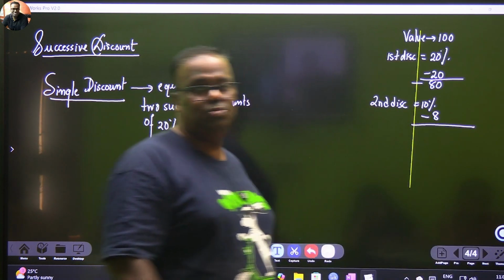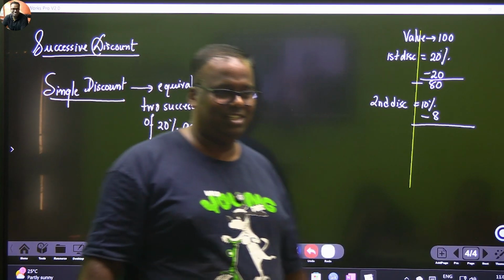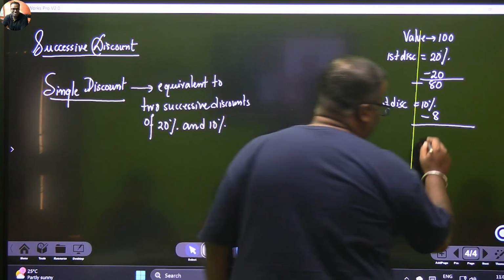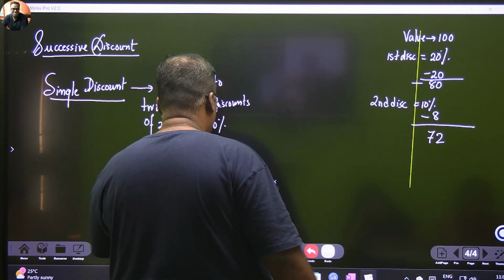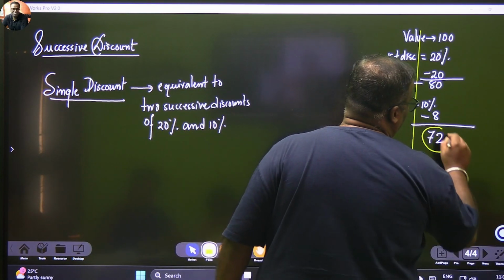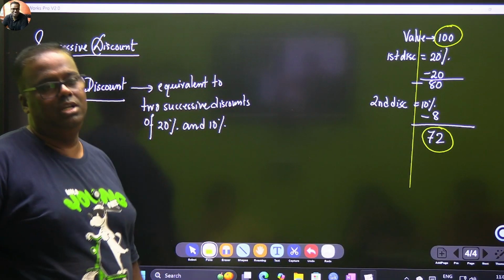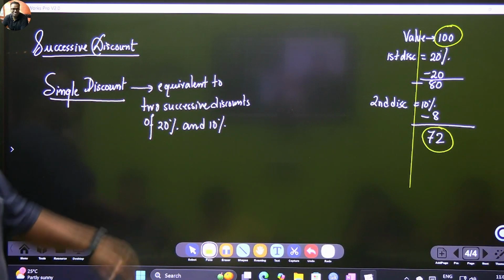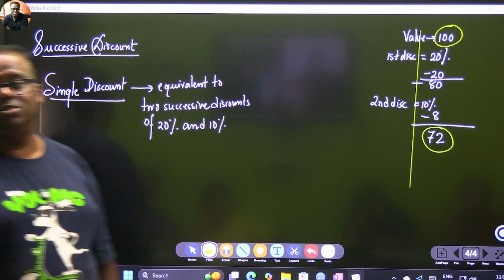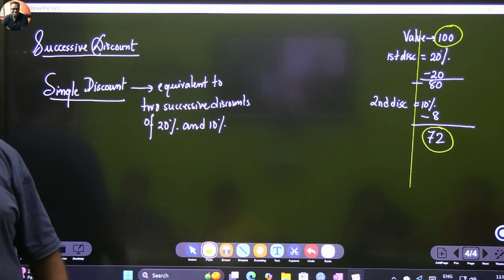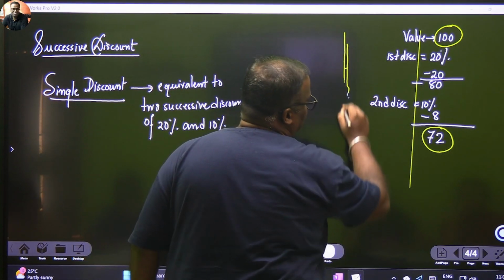10% of 80 is what? 8. I always say 10% is a 1 by 10. So if 8 is gone, how much is left? 72. Now they are asking you, what is the single discount? So this is the, how much was the single discount that you gave? So 100 ka item kitna ban gaya? 72. That means how many rupees less? 28%.